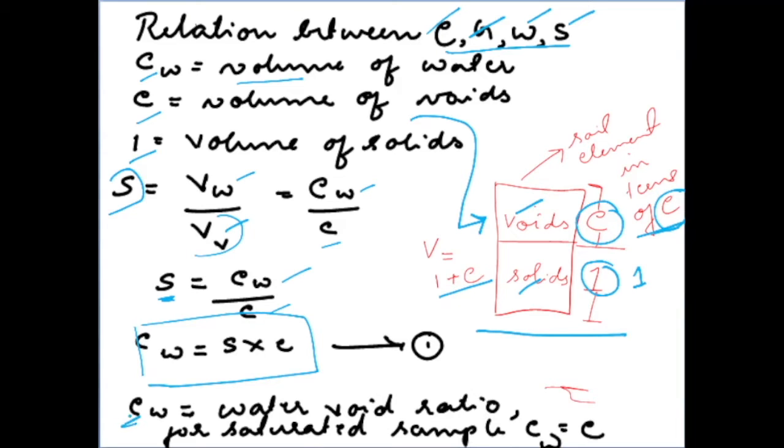We already know that e_w is the water voids ratio. That means all the voids are basically filled with water. Whenever it is a saturated sample, what do you mean by a saturated sample? It is nothing but the wet sample. That means all the voids are filled with water. So whenever it is a wet soil, e_w is equal to e. That means the volume of the voids is equal to the volume of the water, because it is wet soil and all the voids are filled with water.